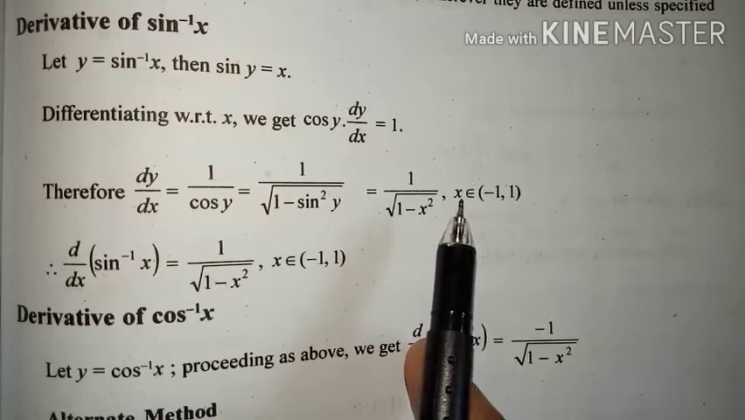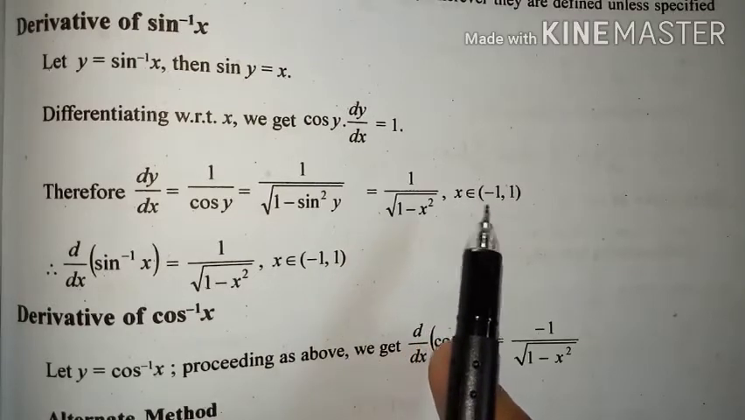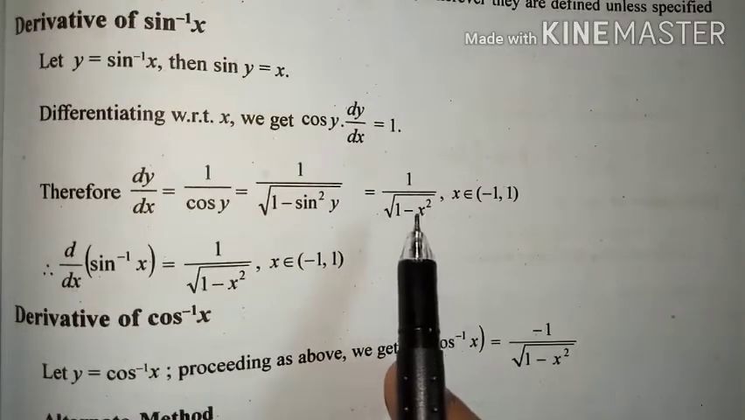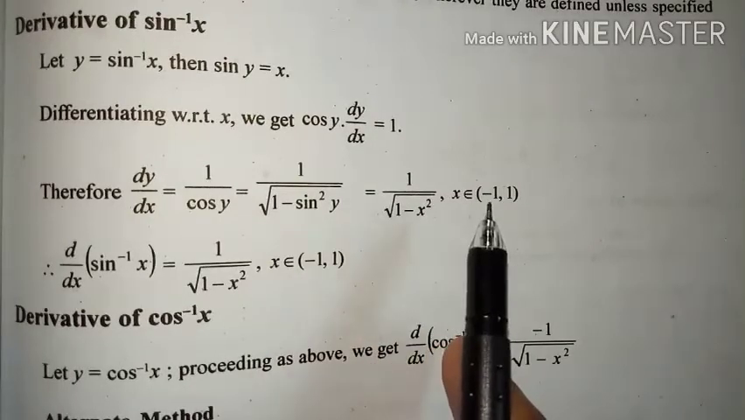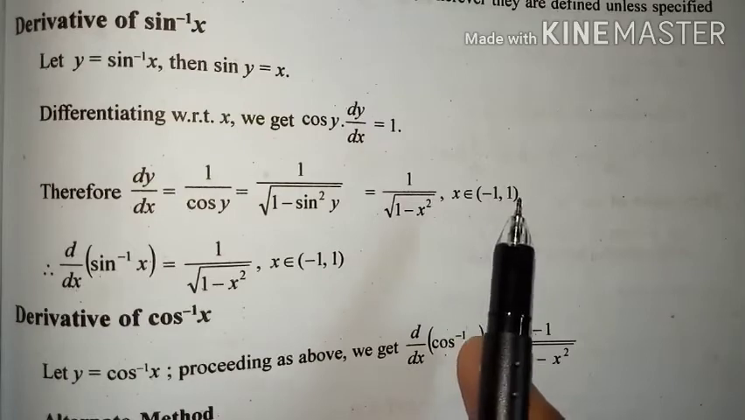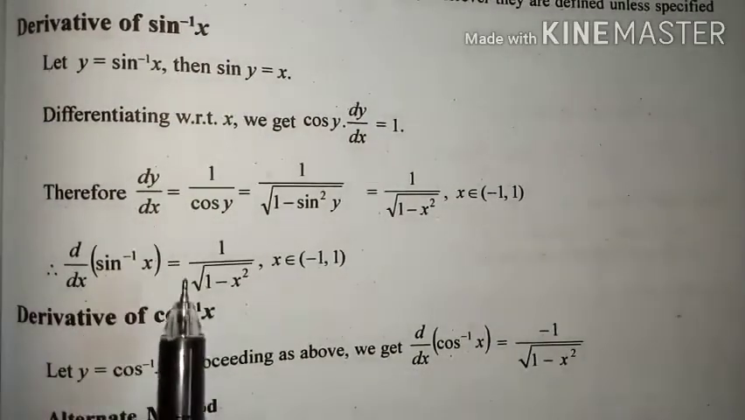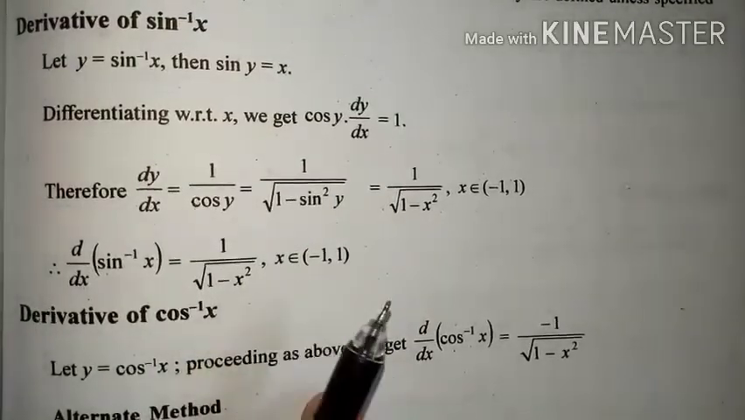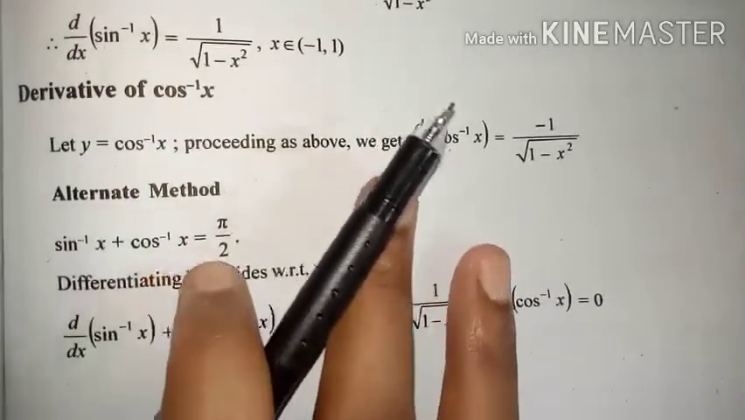So for all values of x between minus 1 and 1, your function will be defined, because if it becomes minus 1 or 1, it will become 0 and it will not exist. So I have restricted it to the open interval minus 1 to 1. Okay, so the derivative of sin inverse of x is 1 upon square root of 1 minus x square in this range. Now, in the same way, let us find it for cos inverse of x.